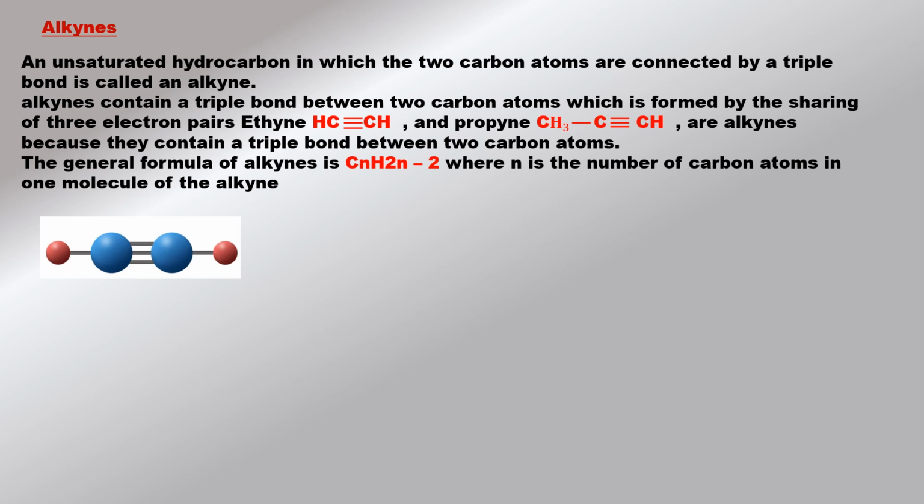Since an alkyne has a triple bond between two carbon atoms, it is obvious that the simplest alkyne will have two carbon atoms in its molecule. There can be no alkyne having only one carbon atom. The general formula of alkynes is CnH2n-2, where n is the number of carbon atoms in one molecule of the alkyne.